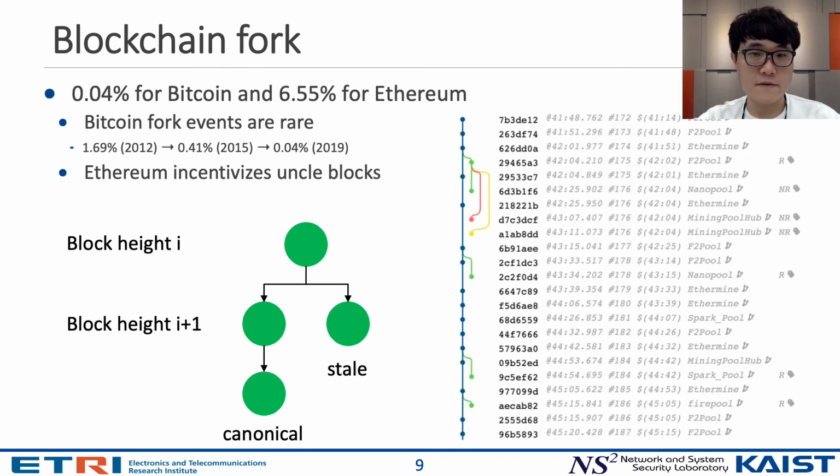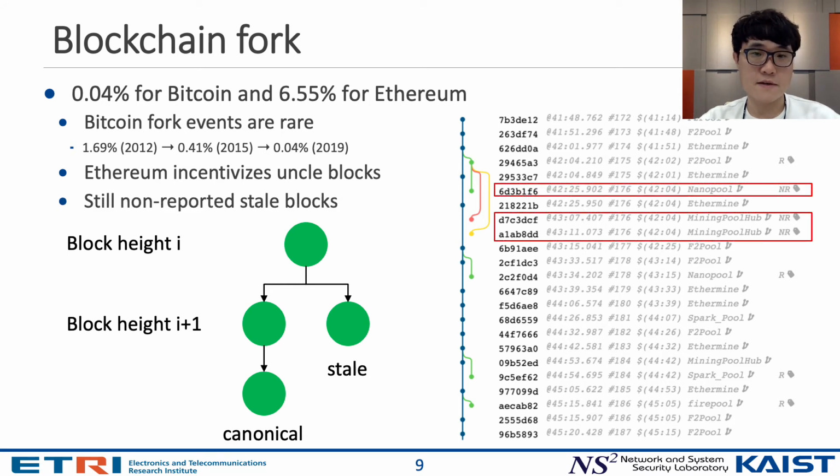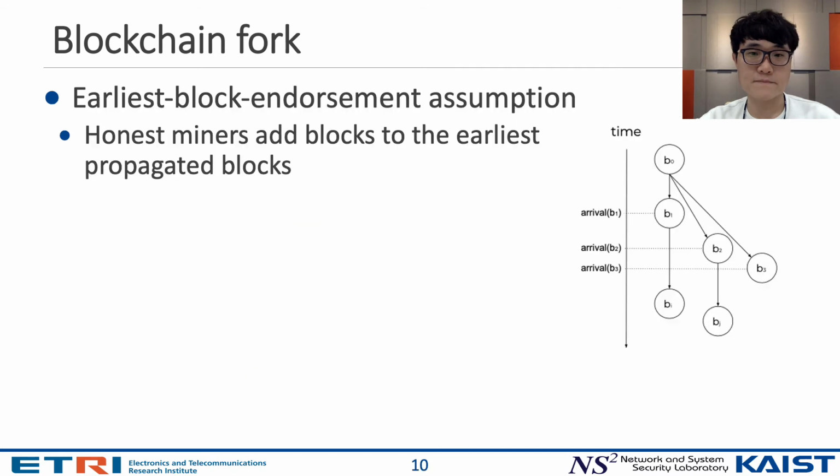The graph on the right depicts an example Ethereum fork event, and Ethereum miners are incentivized to put information regarding uncle blocks in their published blocks. Our measurement captures stale blocks that are not uncle blocks as well.